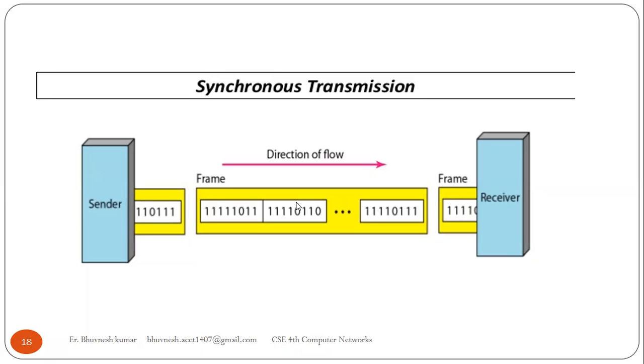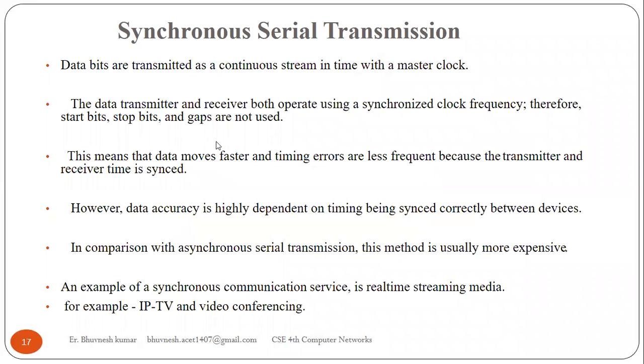Okay, the sender will send the data, the receiver will receive. But in synchronous mode, synchronization is mandatory. Sync. You have to sync with your sender. The receiver has to sync with the sender, or the sender has to sync with the receiver. So data bits are transmitted as a continuous stream in time with a master clock, and I will give you examples like video streaming, live streaming. Live video calling or a telephonic call is an example of synchronous serial transmission.